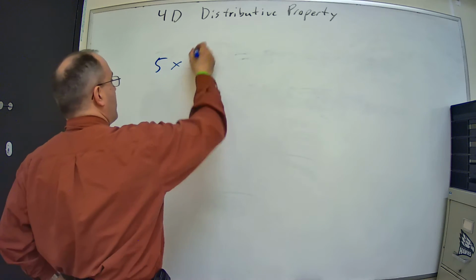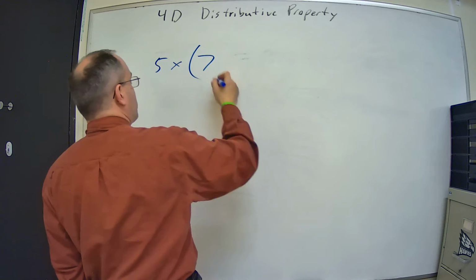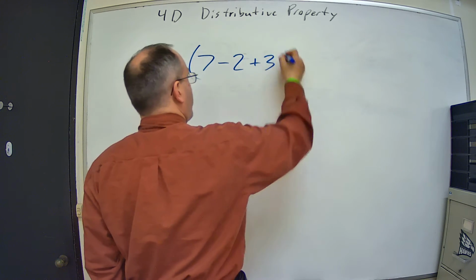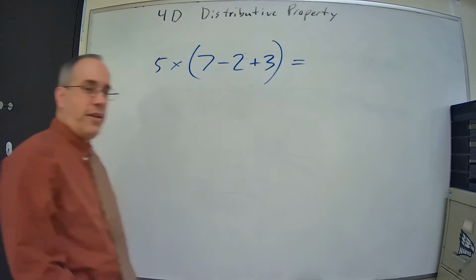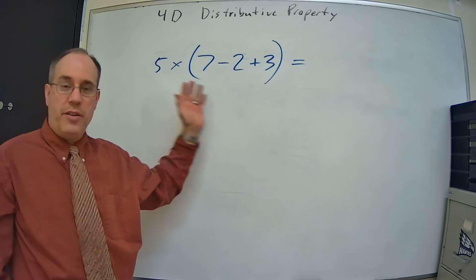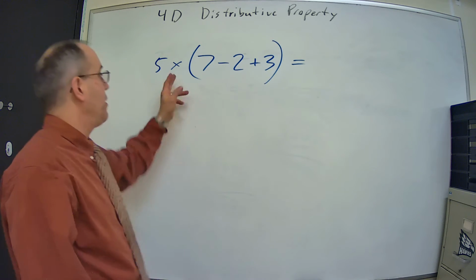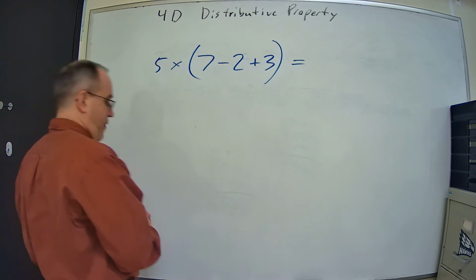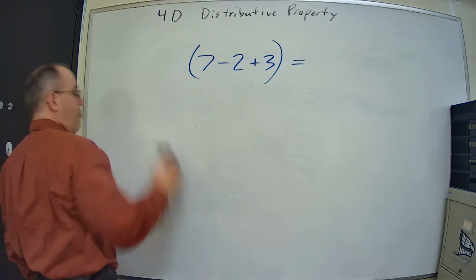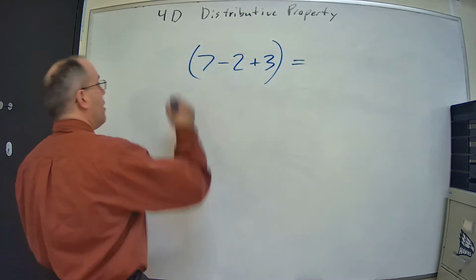5 times 7 minus 2 plus 3 equals. So it doesn't matter how much I have in here, as long as it's all combined by addition or subtraction, that I can distribute through. In fact, I'm going to change this a little bit just because I can. And I want you to have seen it like this.